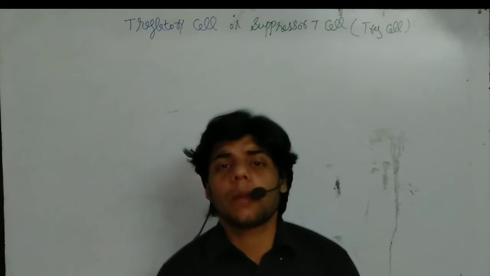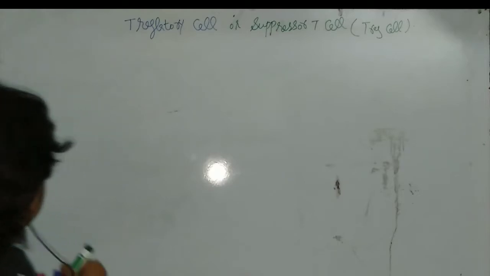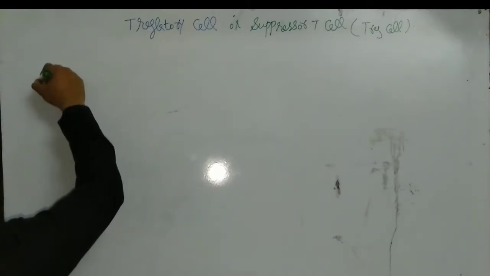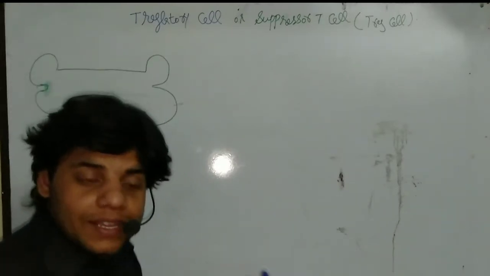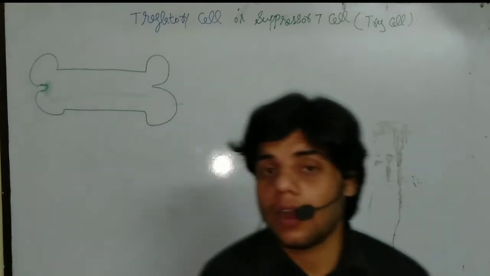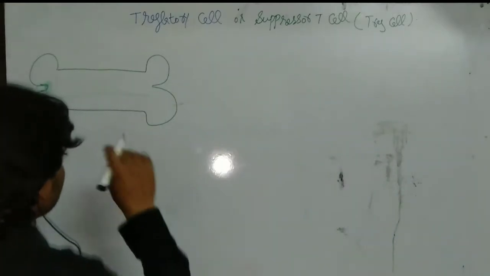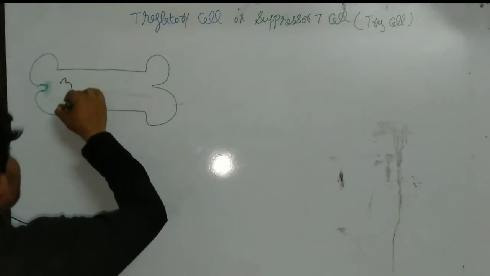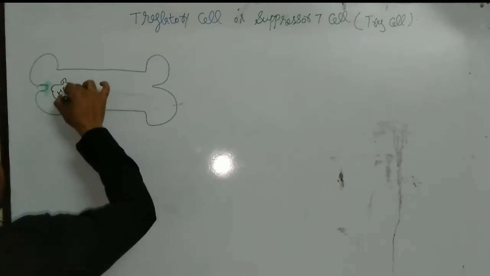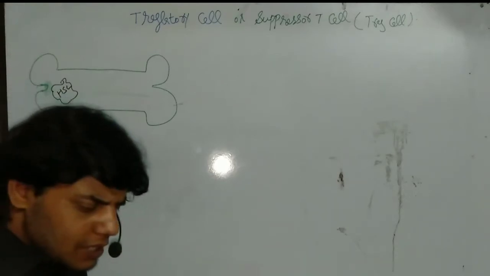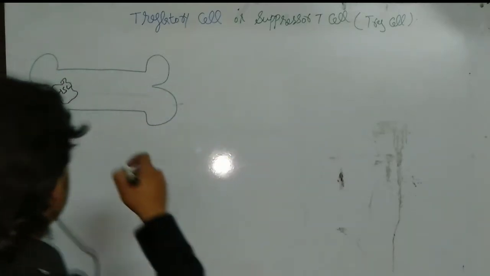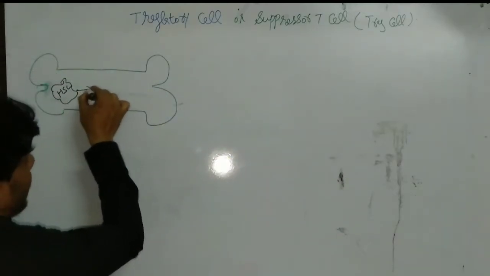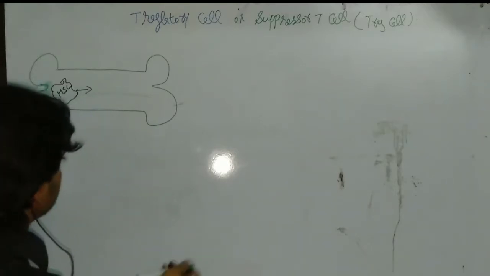Now let's talk about their development and activation. Mainly T regulatory cells are developed from the bone marrow. Let's suppose this is the bone marrow, as you can see. Inside the bone marrow the T regulatory cells are developed. Now how? Inside the bone marrow we have a cell which we call the hematopoietic stem cell. From this hematopoietic stem cell, different immune cells are formed. But this hematopoietic cell is converted into lymphoid progenitor cell.